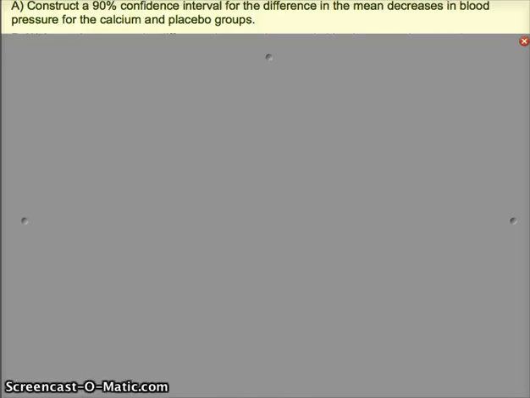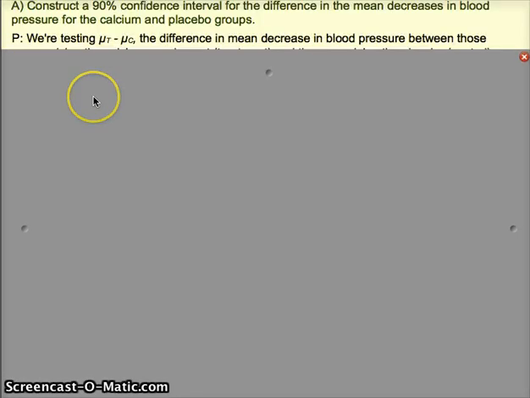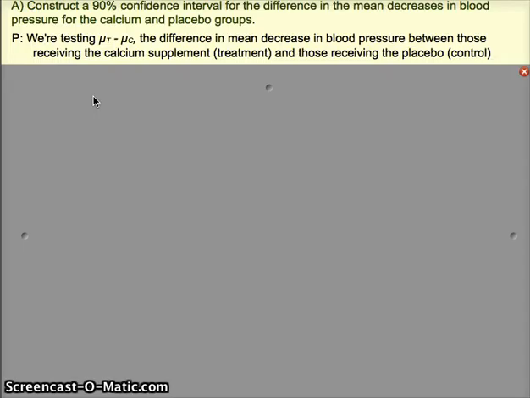All right, so in this case, you can see that I've made a mistake here, so I'm correcting myself as I go through the videos. We're not testing, we're estimating. We've been asked to do a confidence interval. So we're estimating the difference in the treatment group decrease in blood pressure. So we're estimating mu_t minus mu_c, treatment group, control group. The difference in, it gets a little funky here, but the difference in the mean decrease in blood pressure, we're looking for a decrease. Between these two groups, between those receiving the calcium supplement, the treatment group, and those receiving the placebo. So again, we've defined the populations here.